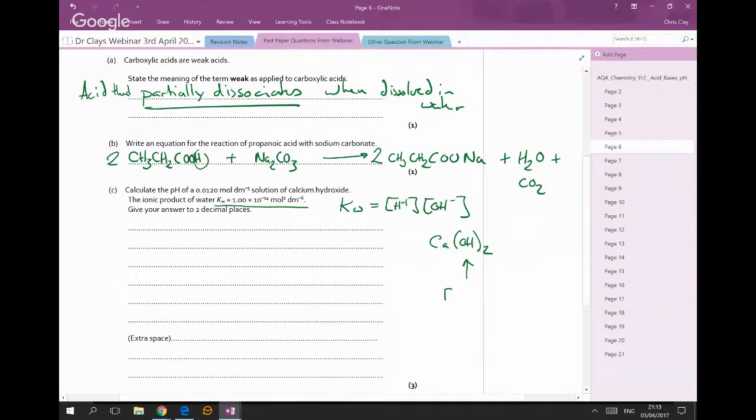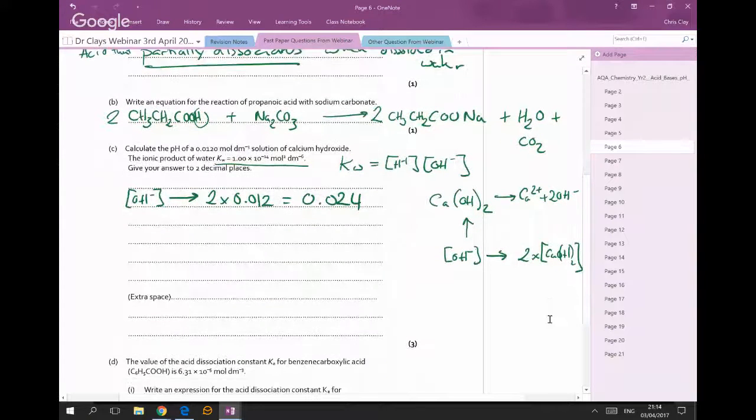That means the concentration of OH minus here is actually going to be two times the concentration of calcium hydroxide, because it's going to break down to form Ca2 plus 2OH minus. So the first thing to identify, the first marking point, is that the concentration of OH minus here is equal to 2 times 0.012, which is equal to 0.024. Make sure you're aware of that. It's also true if we're talking about acids. So things like if we've got something like H2SO4, then you've got 2H plus formed. So just be aware if we've got diprotic or dibasic substances.